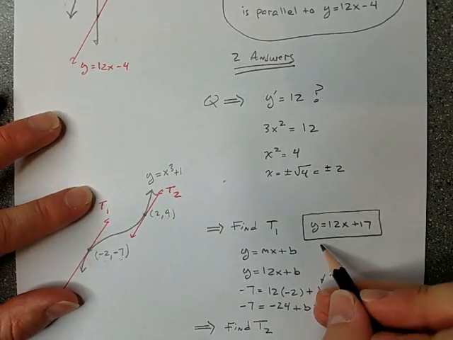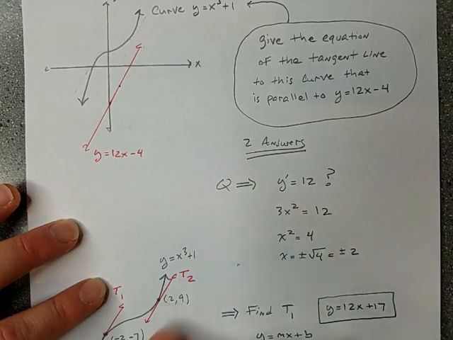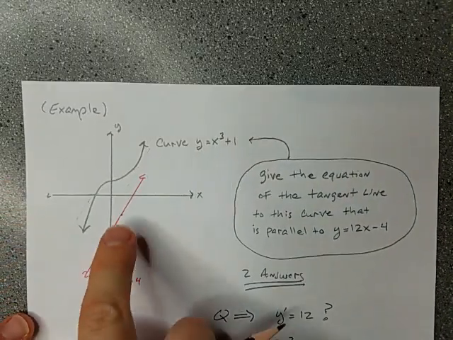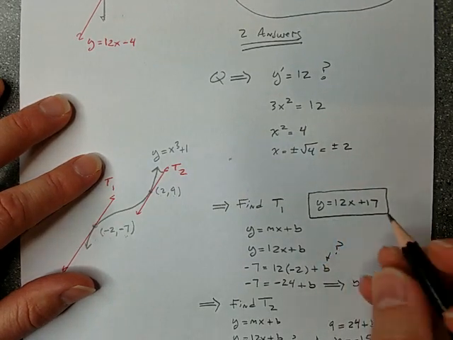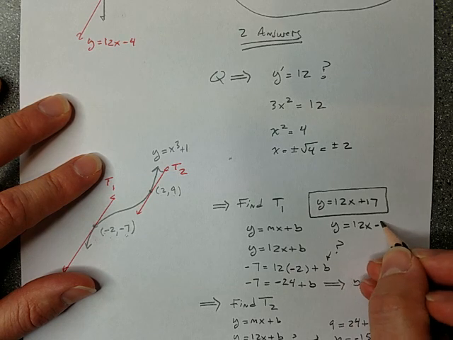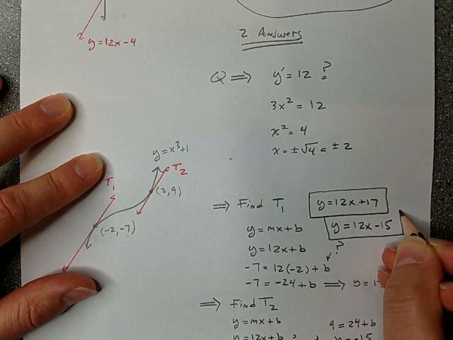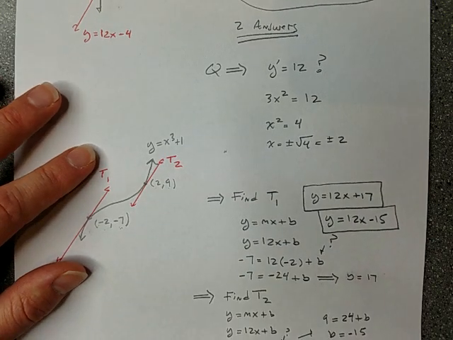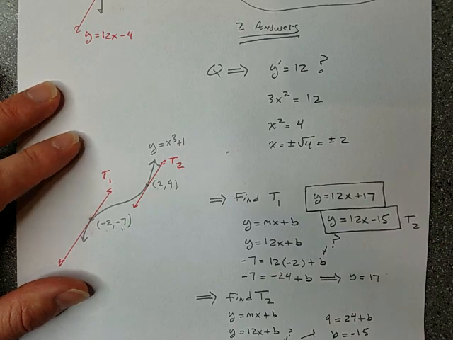So let me put my other answer, let me put them together. There were two answers, just like I thought. The geometry of the situation led me to think that there would be two answers. There's the first one, and then the second one. Y is equal to 12x minus 15, okay? Two tangent lines satisfy the setup of the problem. All right, T1, T2. Okay.